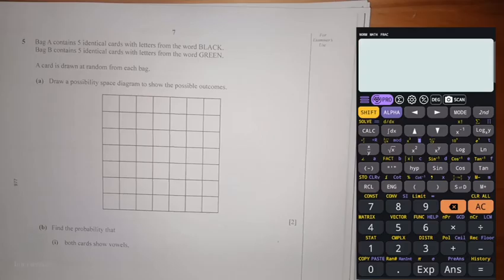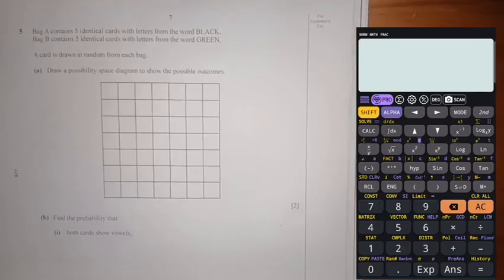Next question, question number 5. We are given a question on probability. First, we need to draw a possibility space, that is a table that shows the outcomes. Now let's try to draw the possibility space.